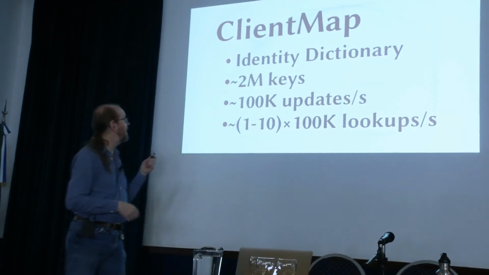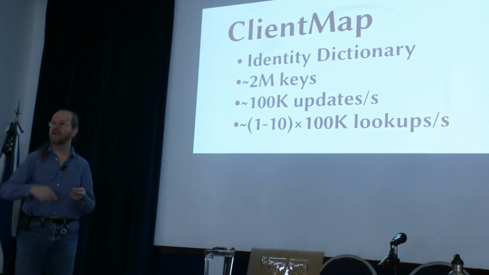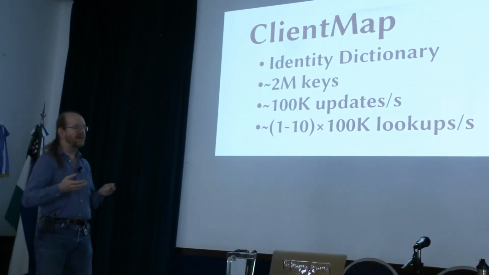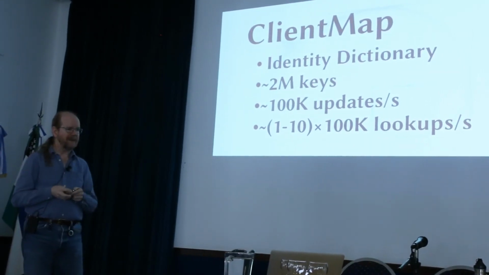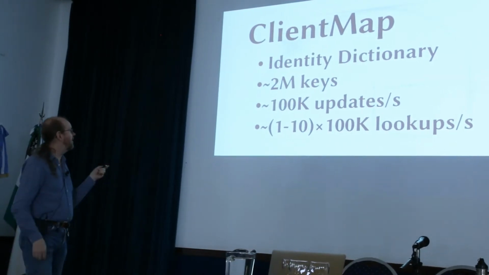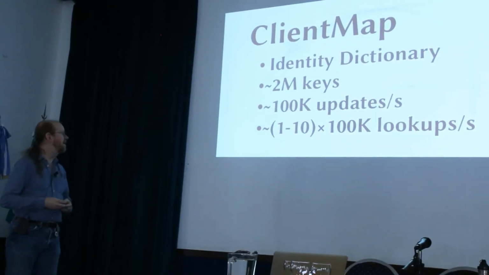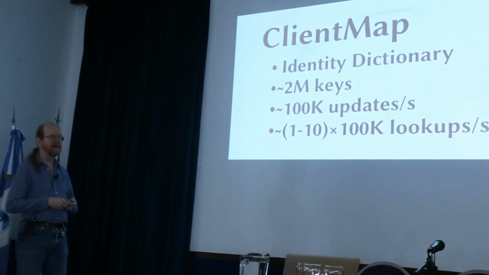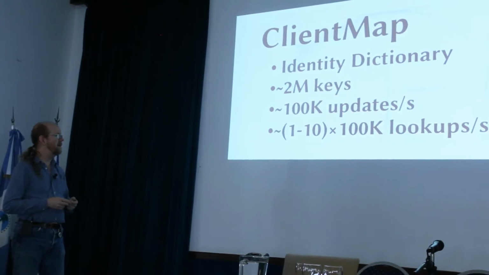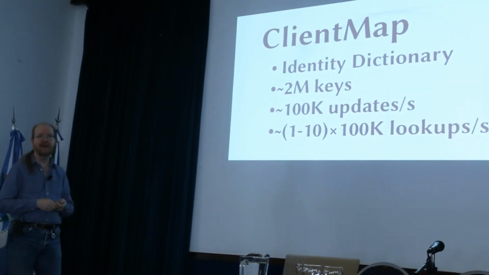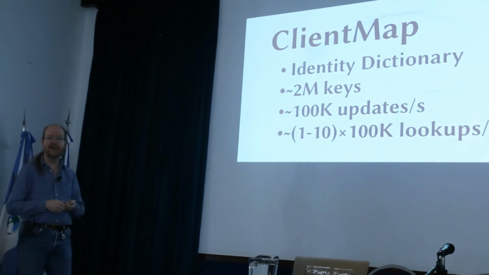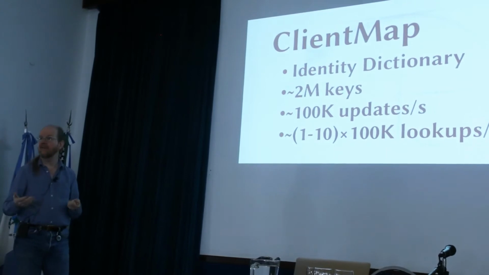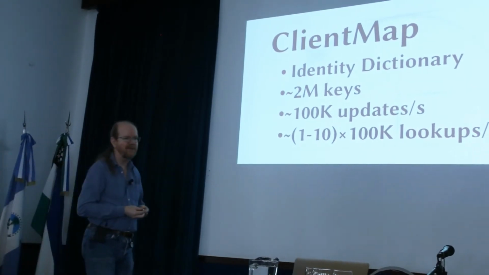One of those is the client map, which is keyed by the client object and has a value for each client object. It's sort of an identity dictionary. As it says here, in normal usage, you might have up to 2 million keys in this dictionary. You might, under some circumstances, fairly typically be doing about 100,000 updates a second, and you might be doing some hundreds of thousands of lookups per second, maybe as many as 1 million lookups a second.